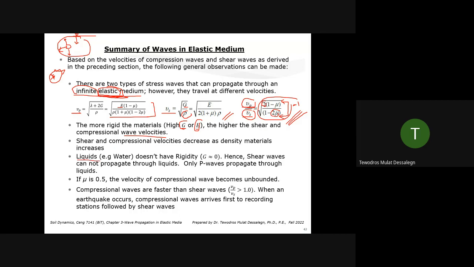Now, the other conclusion. Liquids, for example water, do not have rigidity, or G is very small, near 0. The shear modulus is 0. Hence, shear waves cannot propagate through liquids. You can prove that right here. If you put G near 0, the shear wave velocity is 0. Shear waves do not propagate through liquids. We made that conclusion in chapter 1, in the introduction section. But this is the mathematical proof.